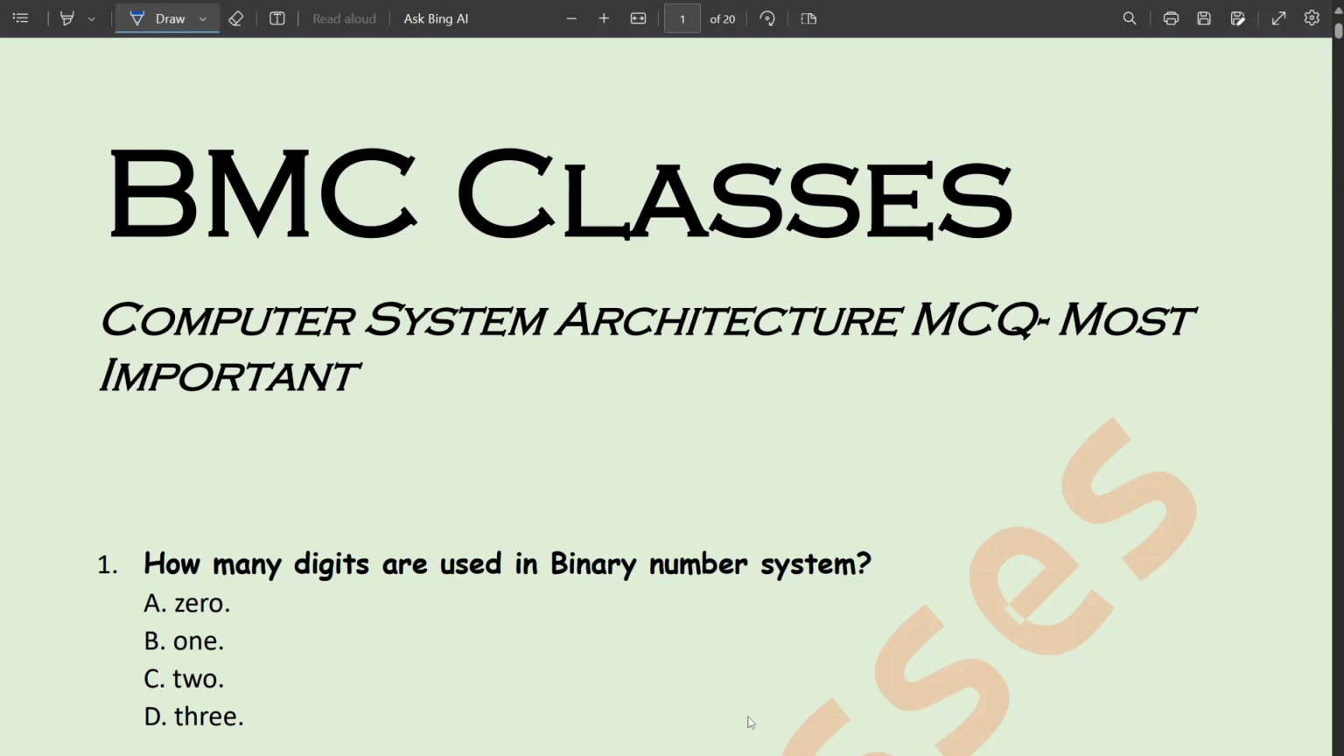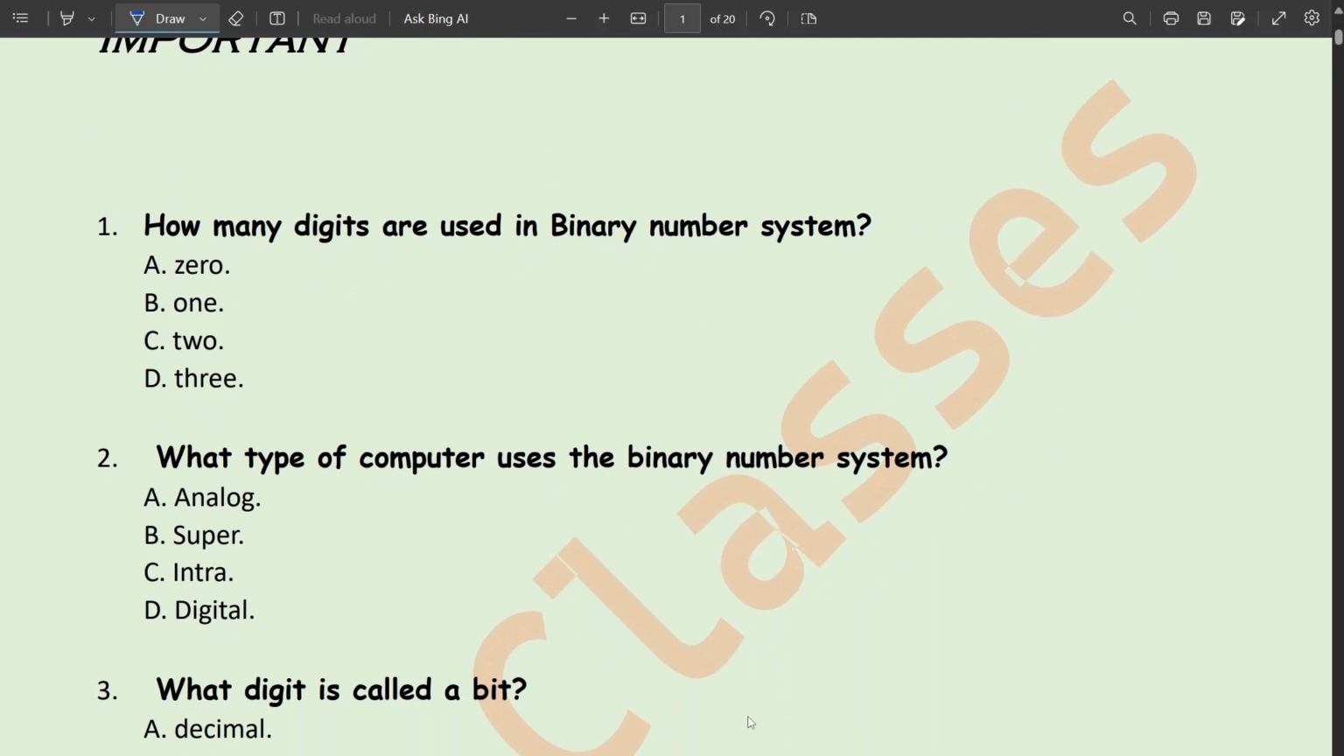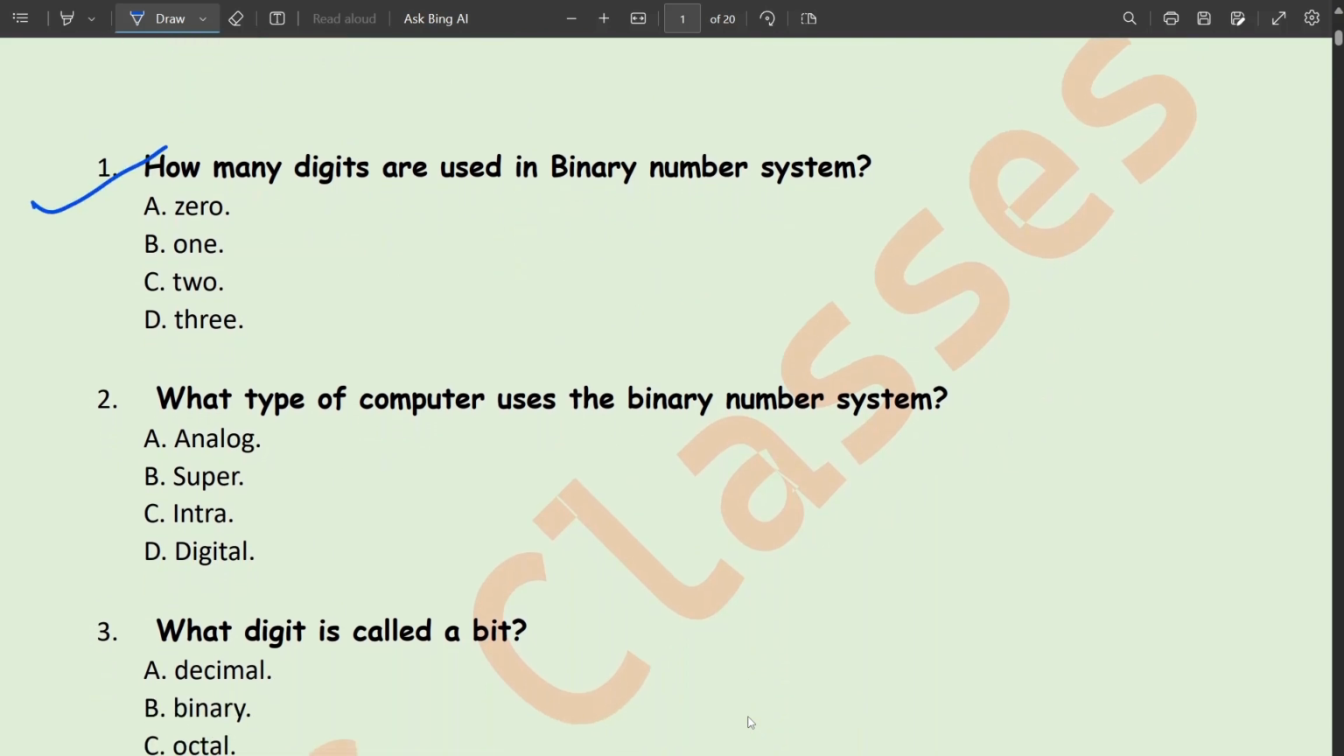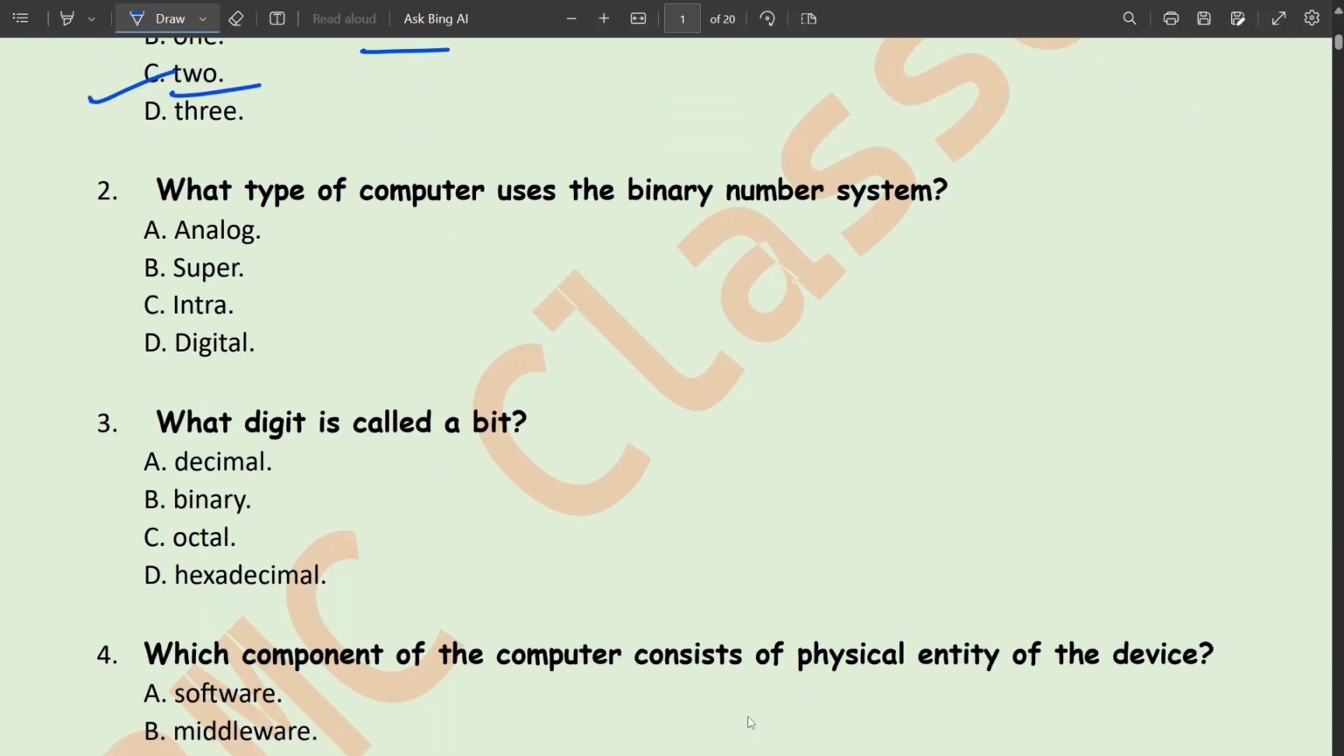Let's discuss. The first question is, how many digits are used in the binary number system? You all know there are only two digits in binary, 0 and 1. The answer will be option C, correct. Next, what type of computer uses the binary number system? किस प्रकार के कंप्यूटर्स बाइनरी नंबर यूज करते हैं? The answer will be option D, digital.